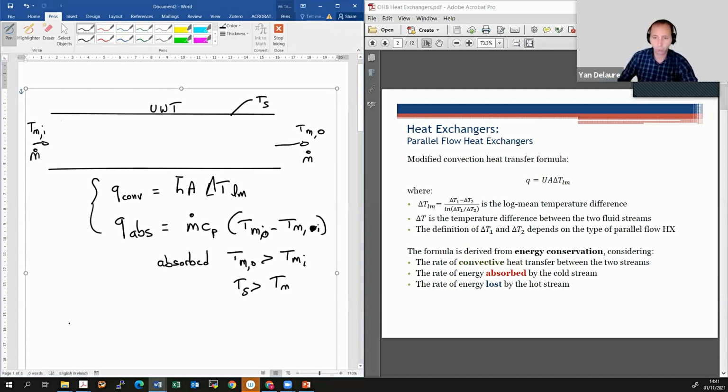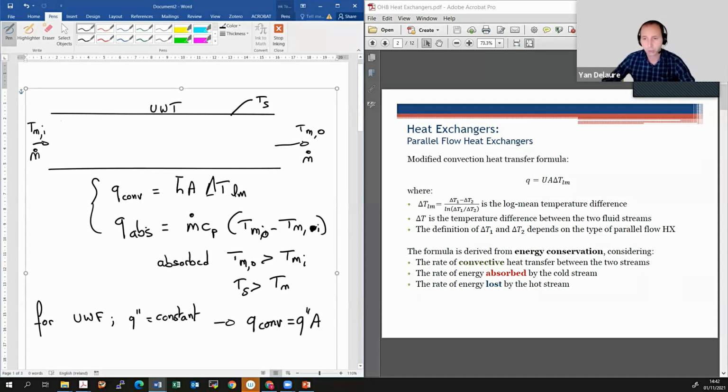If you had a uniform wall flux, the problem was trivial, because that means that q double prime is constant or uniform over the wall, and it means that you can calculate the convective heat transfer as q double prime multiplied by A. So that first equation is very simple. The second equation doesn't change, essentially. All you're looking at is by how much the mean temperature of the fluid increases or decreases as it goes through the heat exchanger. So this is a simple case of a pipe flow.